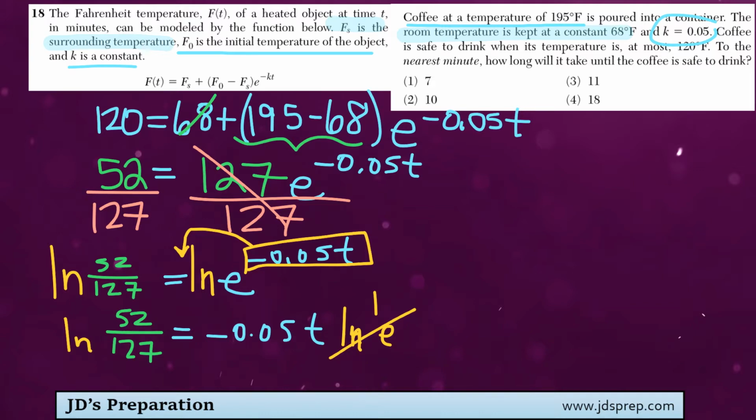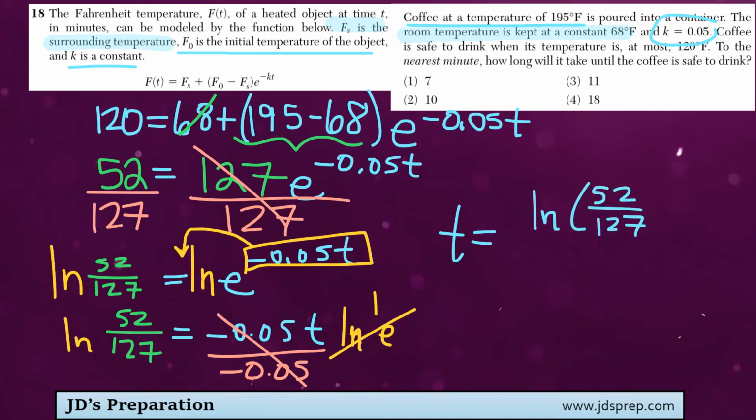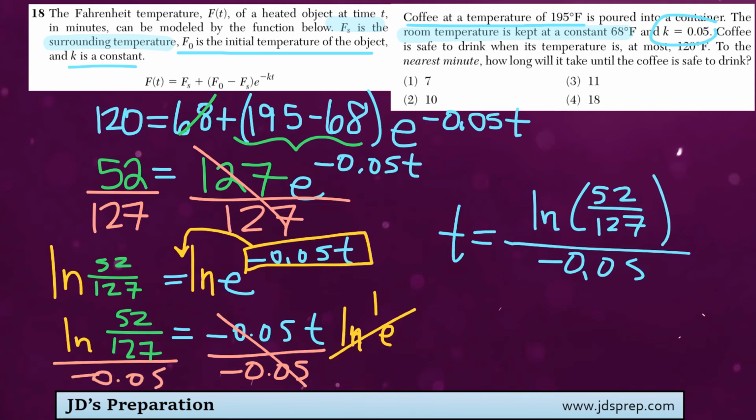Now we're nearly done. All we need to do at this point to completely get t by itself would be to divide everything by negative 0.05, canceling that out, which means to solve for t, we are going to take ln of 52 over 127 and divide that by negative 0.05. Oh, I forgot to write that down over here. There we go. So very carefully type that into your calculator. You should get a rounded answer of 18 minutes. And that matches our fourth choice.